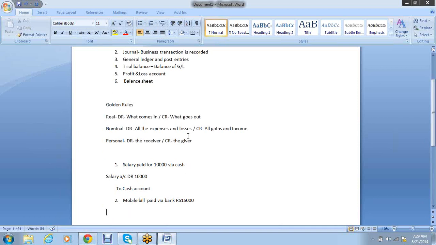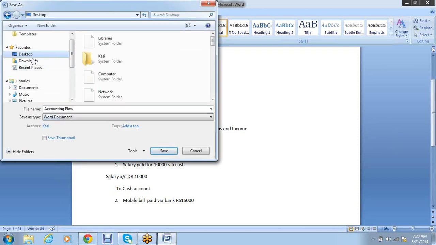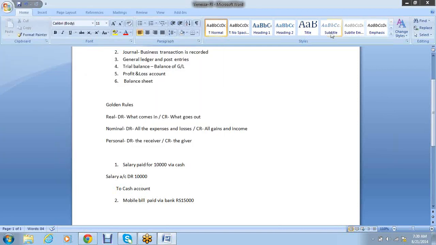Mobile bill paid via bank. So will this be the individual account, the personal account? It is the company's mobile bill that is paid. For the company, I'm using the mobile and paying the bill. So why would it be an individual account? It is not for the employee or anyone. It is for the company's use purpose. Nowhere is it mentioned that it is personal. So always, no personal transaction will be recorded.